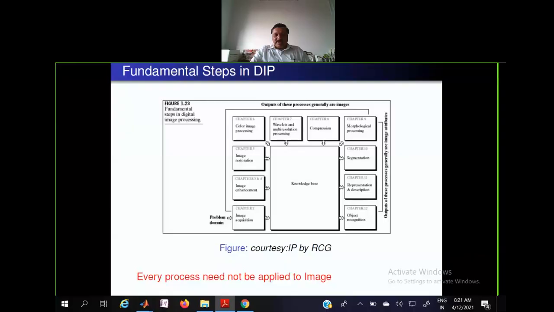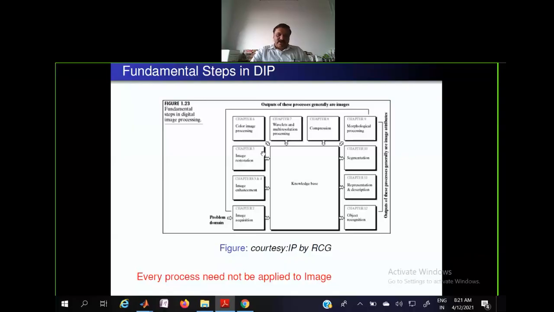If somehow I am not interested in what type of vehicle it is, I only want to recognize the license plate region, this block may not be there for the requirement. But this would be required for some other application, for example, face detection, face recognition. You want to recognize the face based on the color, the skin color. So obviously, I need some color image processing technique which recognizes the skin color and separates the face from the background. So I need color image processing.